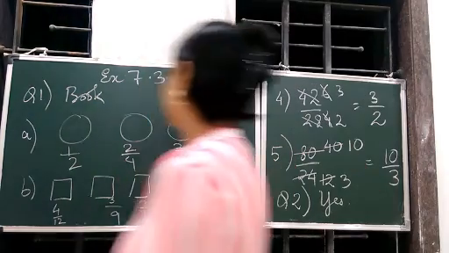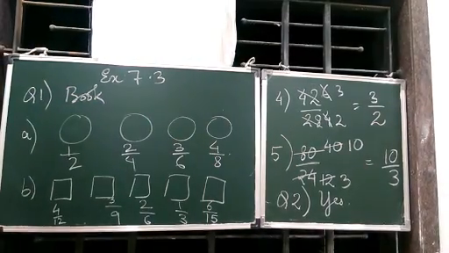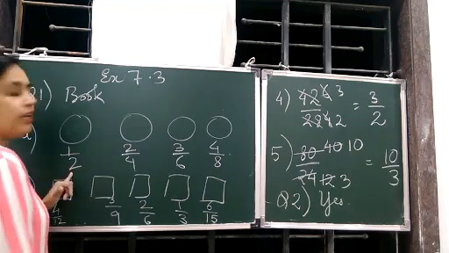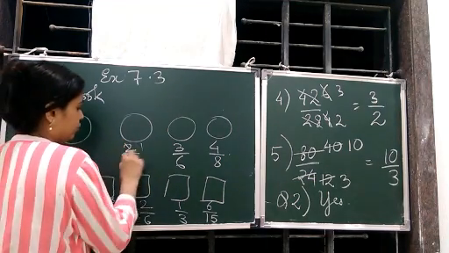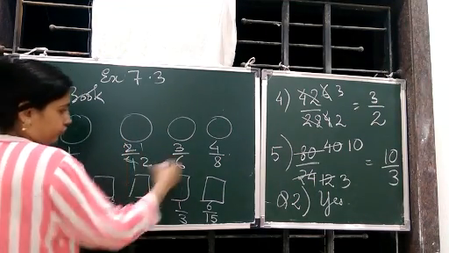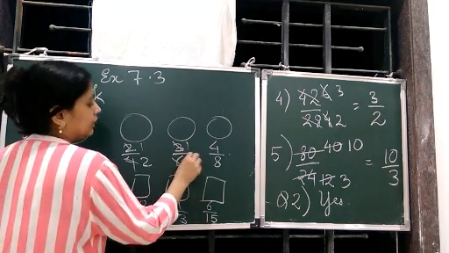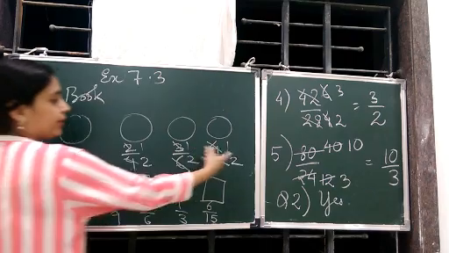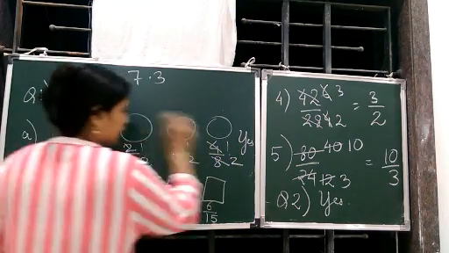Now the second part of the question is asking whether they are equivalent or not. So we have to see whether every fraction is equal to 1 by 2 or not. 2 ones are 2, 2 twos are 4, 3 ones are 3, 3 twos are 6, 4 ones are 4, 4 twos are 8. Yes, all are 1 by 2. So yes, these fractions are equivalent.